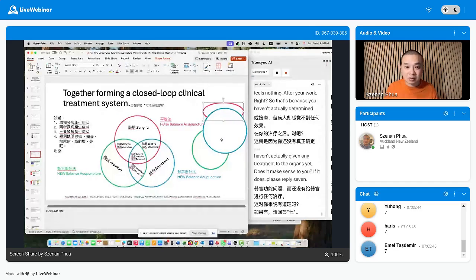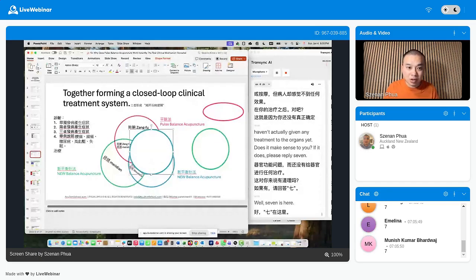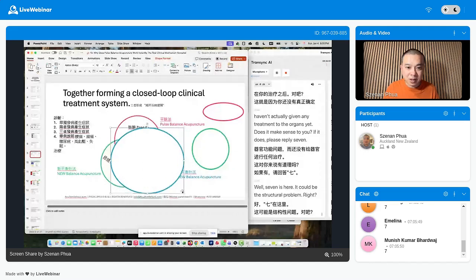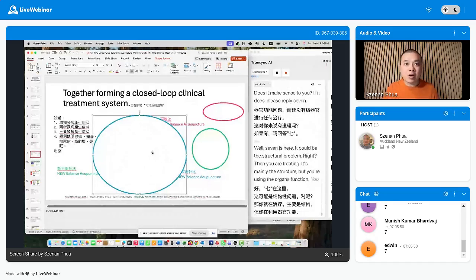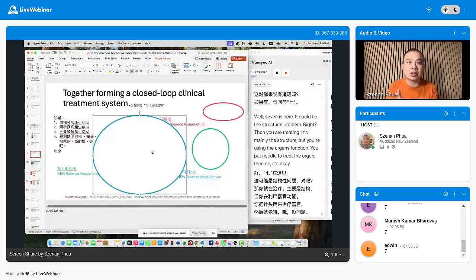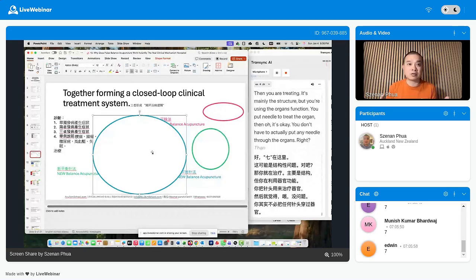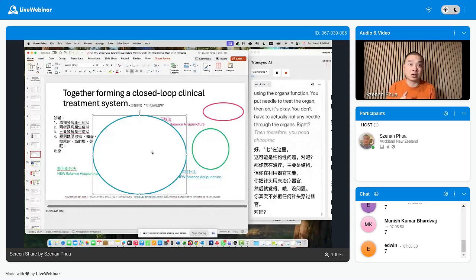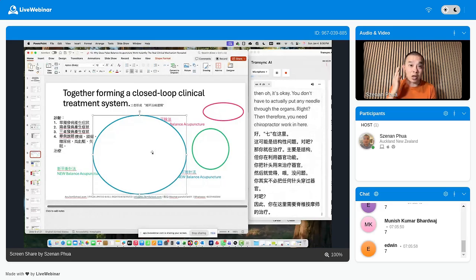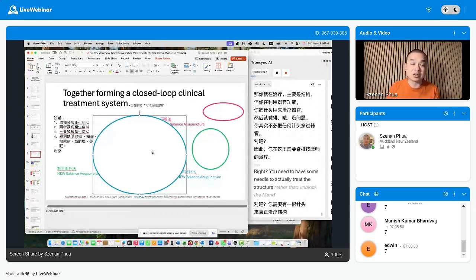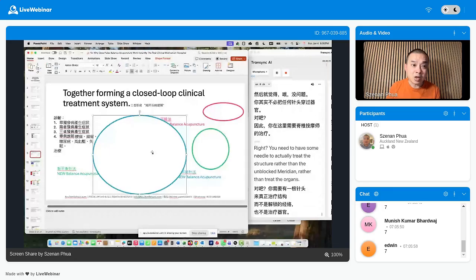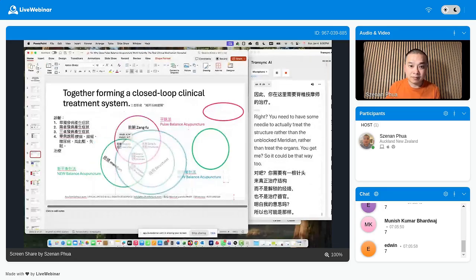Well, same as here. It could be the structural problem, right? Then you're treating mainly the structure, but you're using the organs' function. You put needle to the organ, it's okay. You don't have to actually put any needle to the organs, right? Then, therefore, you need chiropractor work in here. You need to have some needle to actually treat the structure rather than unblock the meridian, rather than treat the organs. You get me? So it could be that way too.